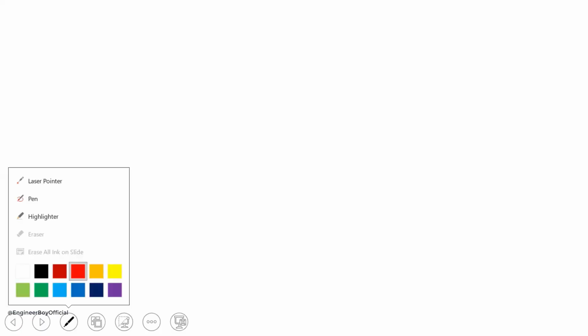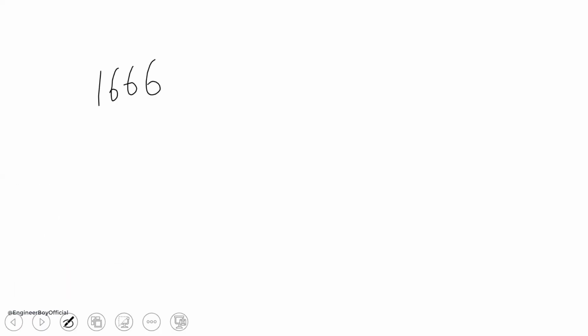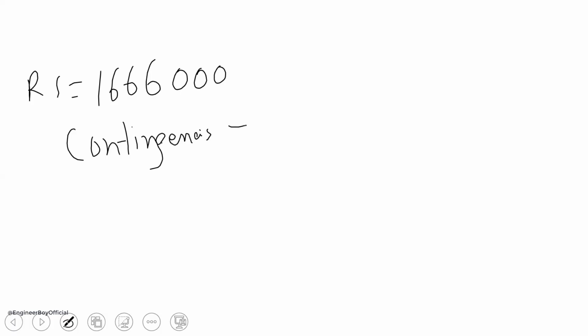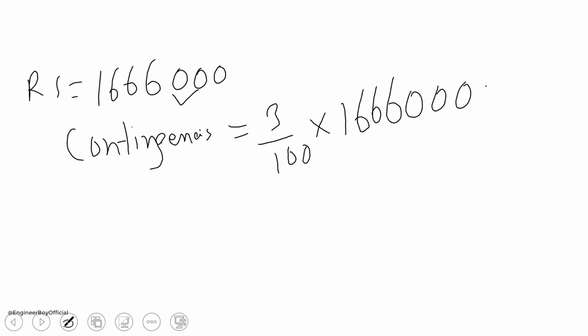Another slide. Now, the total cost is 1666000 rupees. Now we will have contingencies at 3%. Contingencies, if I'm not wrong, the spelling is something like this. That is 3% of this 1666000, so we have to take 3% of it.